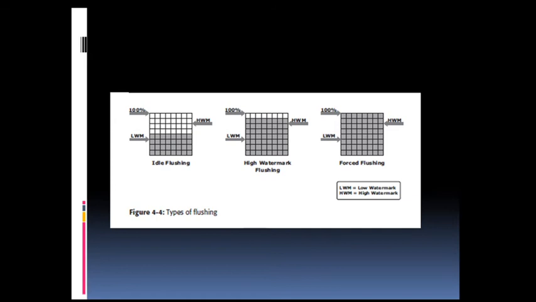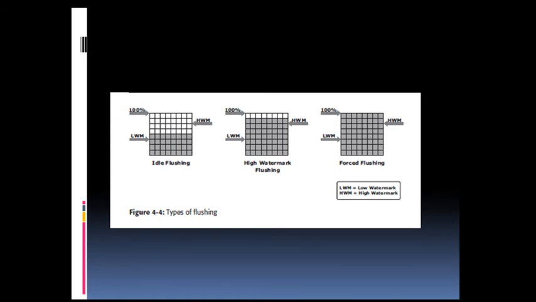There are basically three types of flushing. First one is the idle flushing. It occurs continuously at a modest rate when the cache utilization level is between the high and low watermark. When the level is in between, idle flushing will be used.